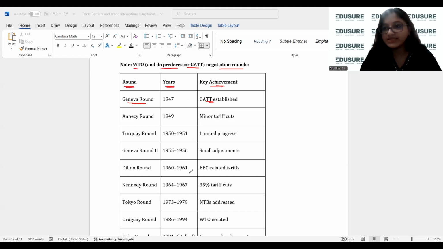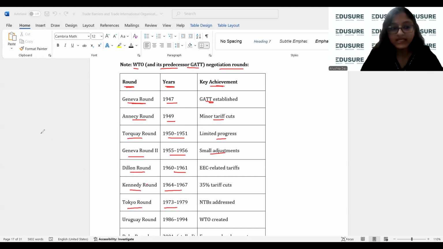Only this much. If you remember some of this, that will be enough, because they give you sequencing questions. They will give you some of the rounds and tell you to sequence them in order of their appearance, right? So Geneva round 1947, GATT was established. This we have seen before. Annecy round 1949, minor tariff cuts. Torquay round 50-51, limited progress. Geneva round 2, 55-56. You can see here small adjustments. Dillon round 60-61. Kennedy round. Tokyo round. Most important here is the Uruguay round.